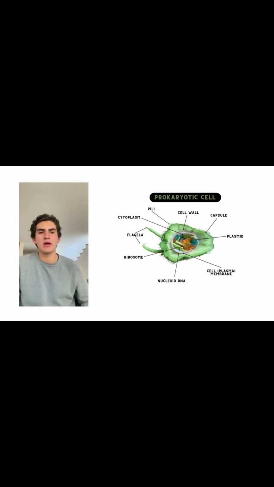Hello, my name is Enrique, and today I'm going to give you a brief summary of what a prokaryotic cell is. A prokaryotic cell is a cell type that lacks a true nucleus and membrane-bound organelles. Instead, its genetic material, typically a single DNA molecule, is located in a region called the nucleoid. Prokaryotic cells are generally smaller and simpler than eukaryotic cells, which have a nucleus and various organelles.